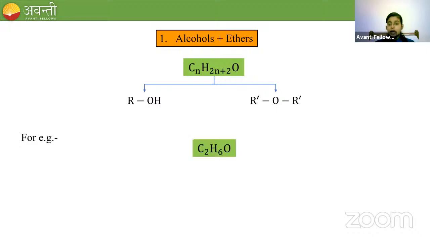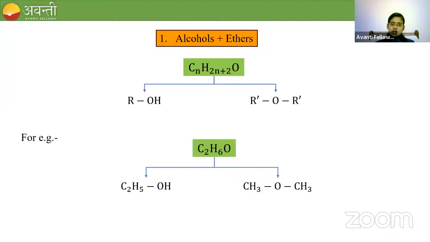Example, C2H6O. C2H6O means it is 2 carbon containing alcohol. 2 carbon containing alcohol is called ethanol, and the 2 carbon containing ether will be the pair. This is ethanol. And what is this? This is methoxymethane, where we have 2 carbon and 6 hydrogen and 1 oxygen. So this is alcohol and ether example.